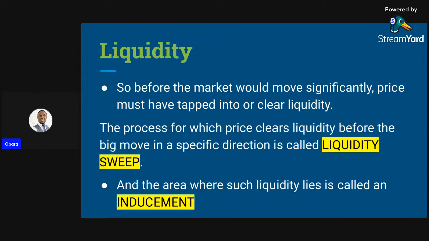So what we mean by inducement is that particular area or zone where there's money. Before price is going to move, the price must actually go and clear that inducement, like where the liquidity is sitting. Before price is going to experience a big move, price must actually go and touch or tap into that area, and that area is called an inducement.